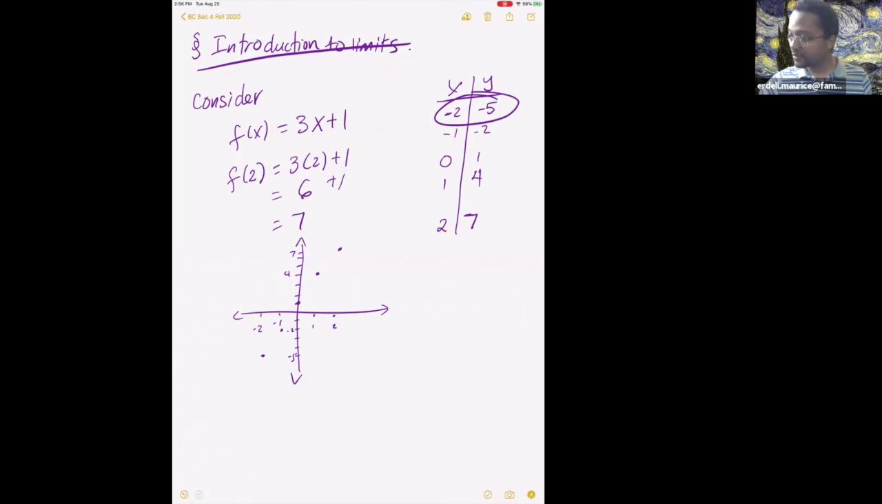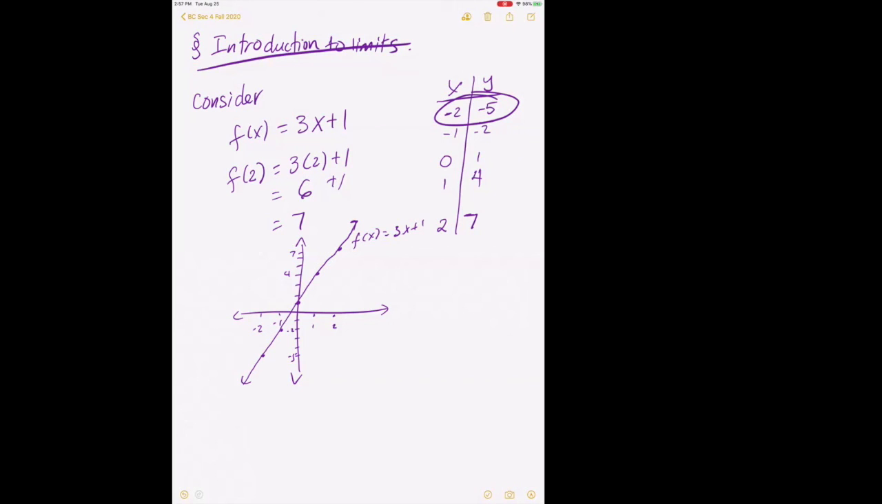If you connect those with a smooth line, you get the graph of the function f of x is equal to 3x plus 1. Any questions there? Comments? No questions. Cool.